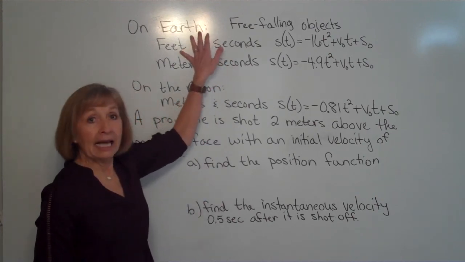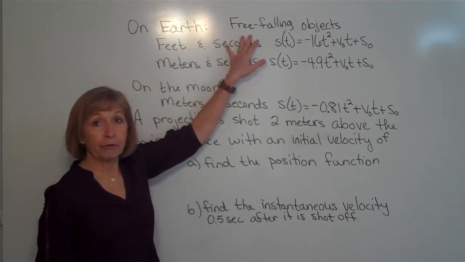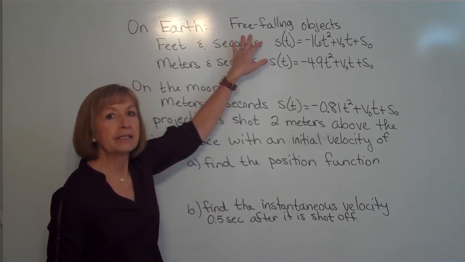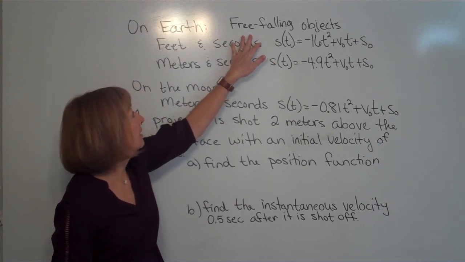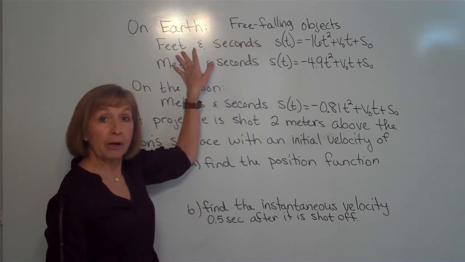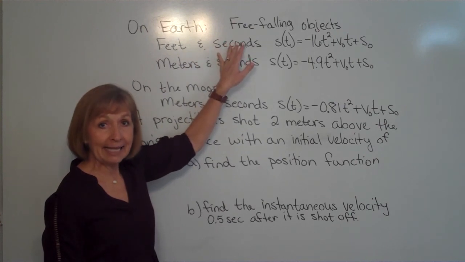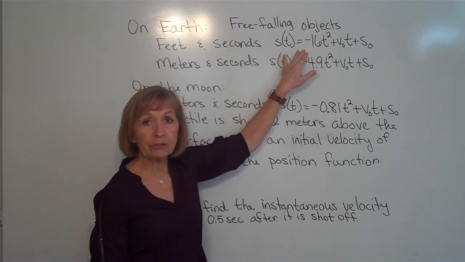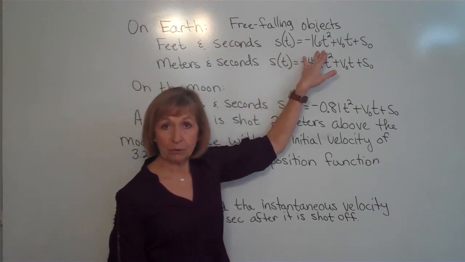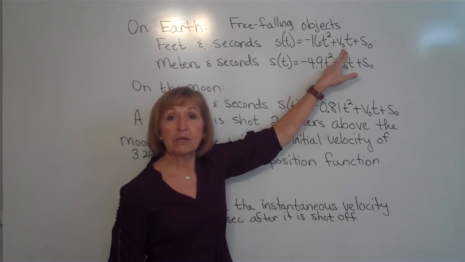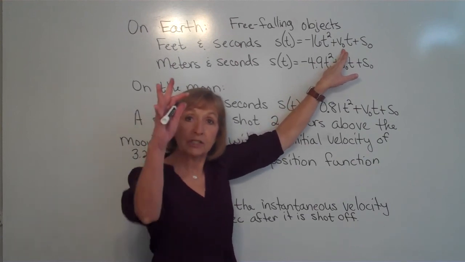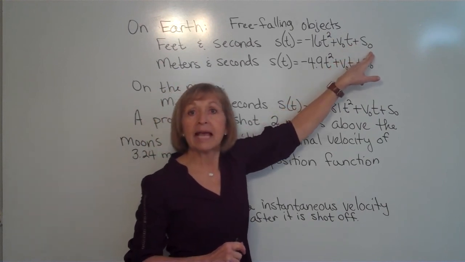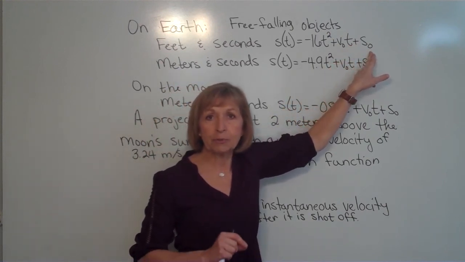So if we're looking at the Earth's surface and it's a free-falling object, meaning there's no other action on it other than the acceleration due to gravity after it's released, and if you're measuring in feet and seconds, the position function will have the form s of t is equal to negative 16t squared plus v sub 0, your initial velocity at which the object is thrown or shot off, times t, and then plus s of 0, your initial position.